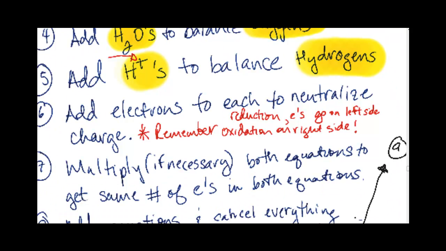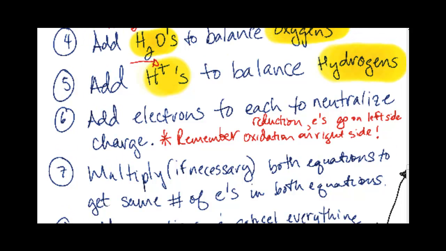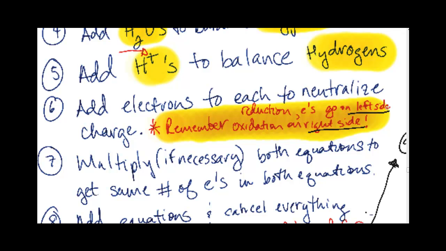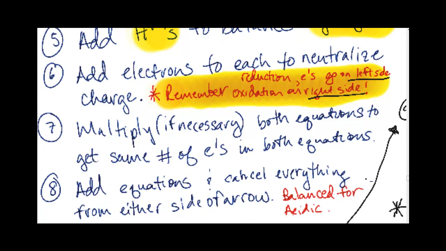Well, how do I balance plus charges? I add electrons to both sides. Okay? So the key here, the crucial point that a lot of people forget, is to add them to the correct side. So with oxidation, you're going to add them to the right side of your half reaction. And if it's reduction, the electrons go on the left side of the half reaction. And you'll see all this in the example video.